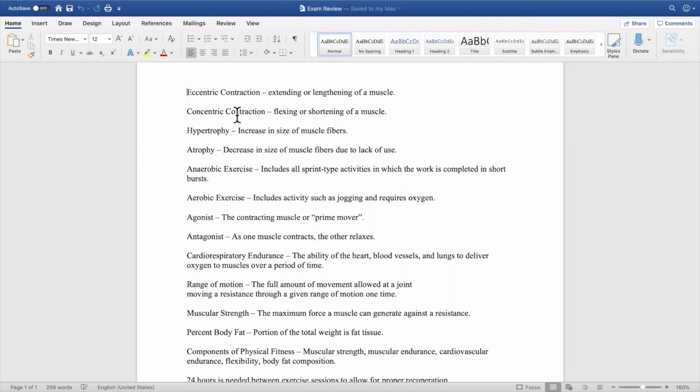Eccentric muscle contraction is the extending or lengthening of a muscle. Concentric contraction is the flexing or shortening of a muscle. So these are the things you'll need to know for your next quiz and for your final exam.